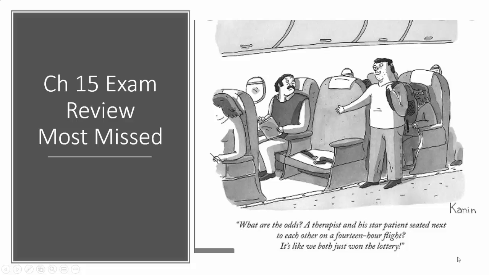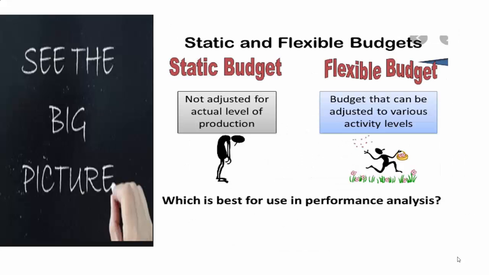This is the Chapter 15 exam review of the most missed questions. Before we get into the actual questions, I want to talk about the big picture for the first few of these review questions. They're basically talking about the difference between a static budget and a flexible budget, and which one would be best for performance analysis.